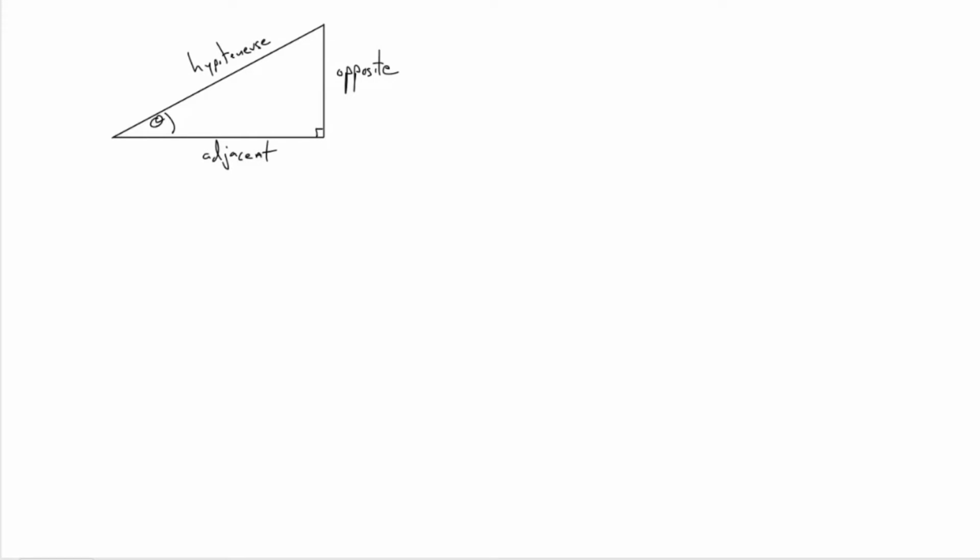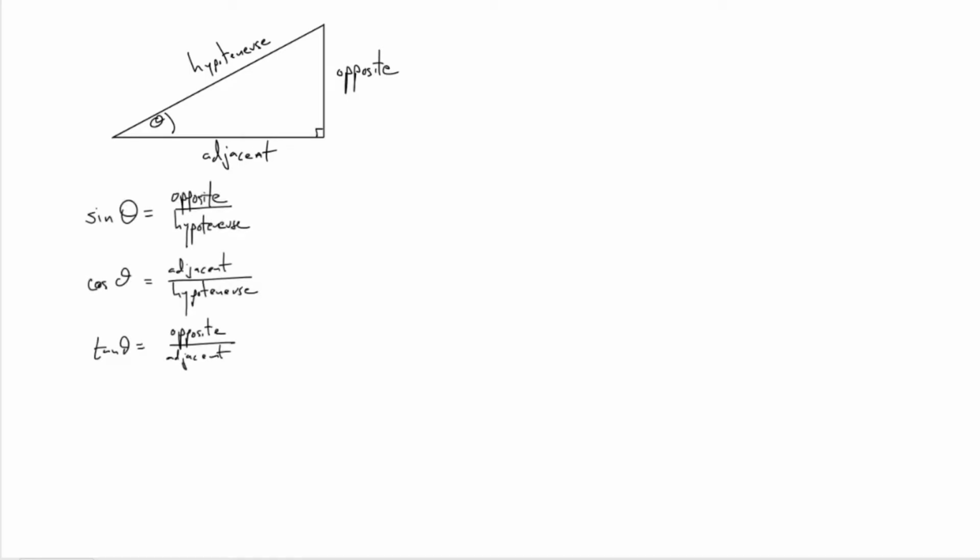And we can refer to the sides of the triangle as the side opposite the angle theta, the side adjacent to the angle theta, and the hypotenuse, which is the side opposite the right angle. And we can define the elementary trigonometric functions in terms of ratios of these sides. For example, the sine of theta is the opposite divided by the hypotenuse, cosine of theta is the adjacent over the hypotenuse, and the tangent of theta is the opposite over the adjacent.